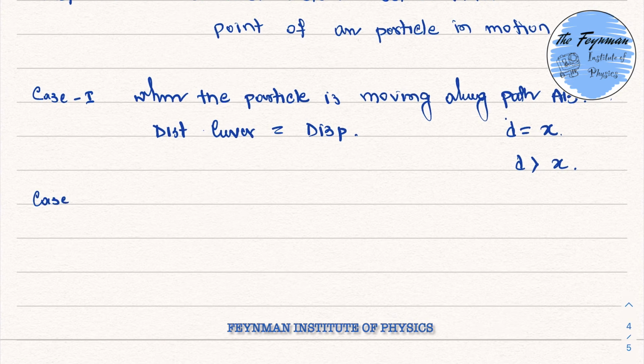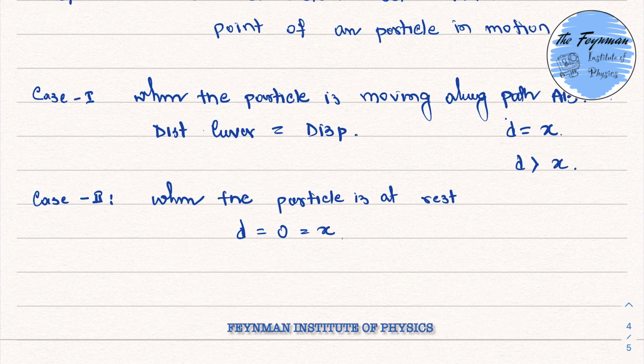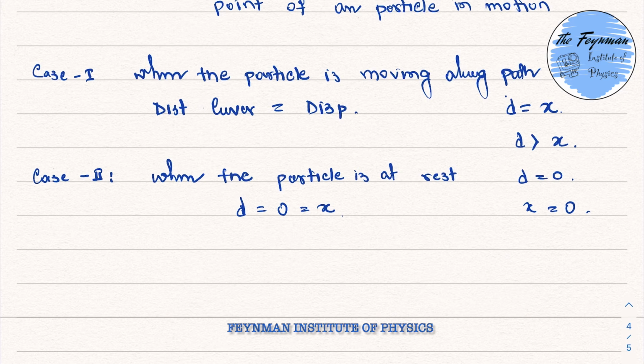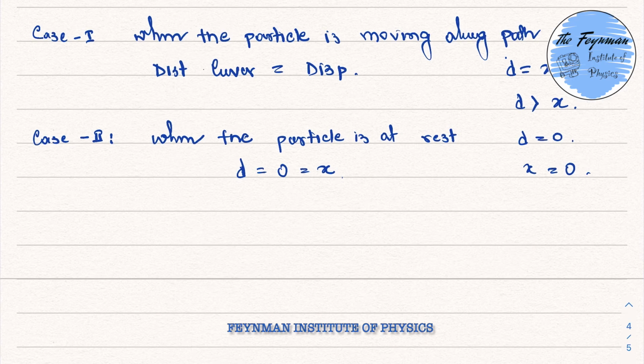But if we consider case 2, then we can say that when the particle is at rest, there is no distance covered by the particle. So there is no displacement also. So distance covered by the particle is equal to 0 and it is equal to displacement of the particle. So distance covered by the particle can be 0. Displacement of the particle can also be 0. But we can say that distance covered by the particle cannot be negative because either the particle is in rest or it is traveling or it is covering certain path due to its motion. So distance covered by a particle cannot be negative, but displacement of the particle can be 0.